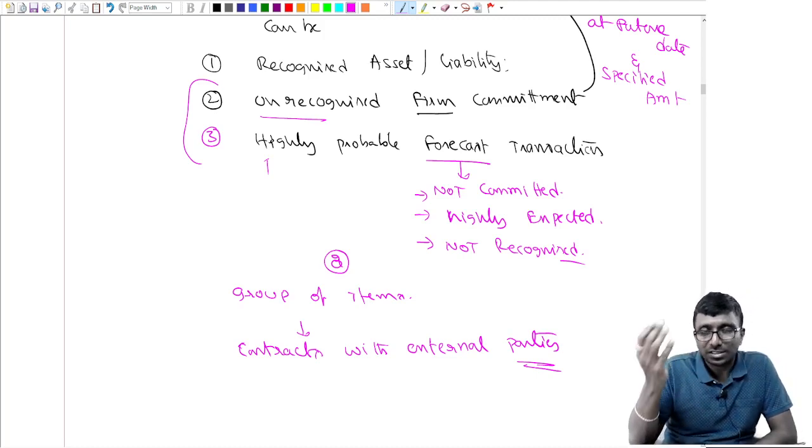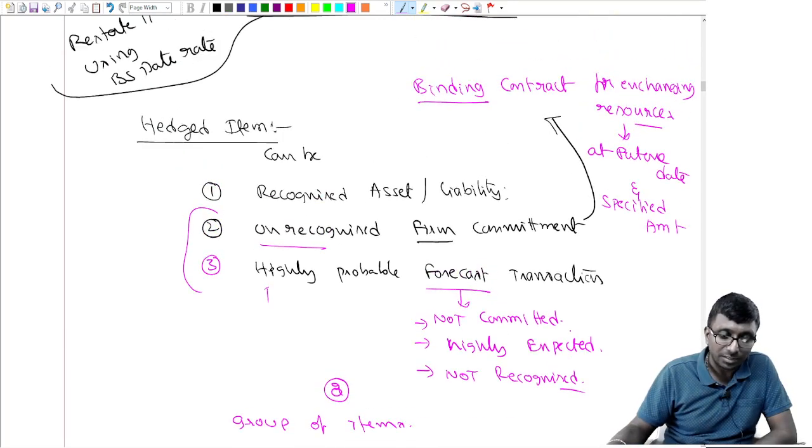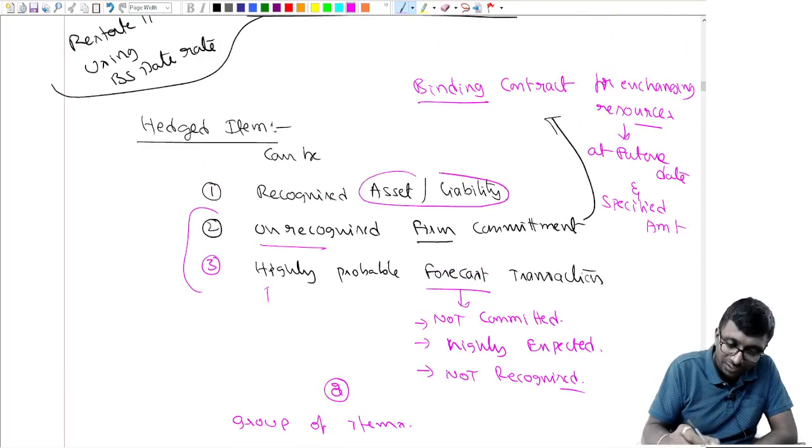We can hedge what is there in the balance sheet. That is asset, liability, anything. Correct? And see, asset and liability is the word used. Did I say any financial asset or financial liability? No, any asset. Any in the sense what? It can be financial or non-financial.